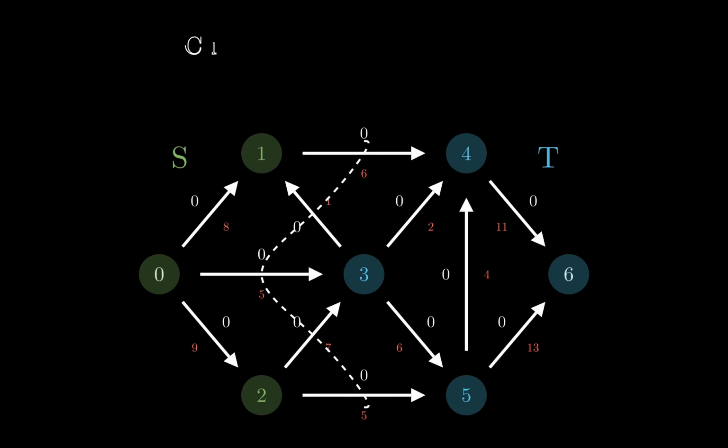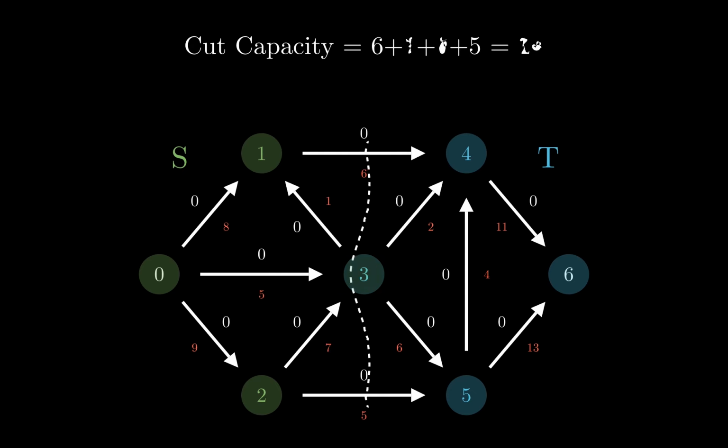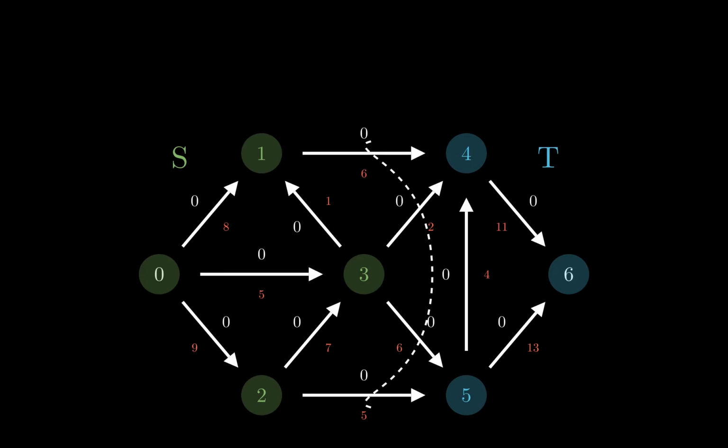Let's define the capacity of a cut to be the sum of the capacities of the edges leaving S. That is, we count forward edges, but not backwards edges. Different cuts can have different capacities. For example, we can change our cut here by adding vertex 3 to S to reduce the capacity from 23 to 19. How does this relate to maximum flows?